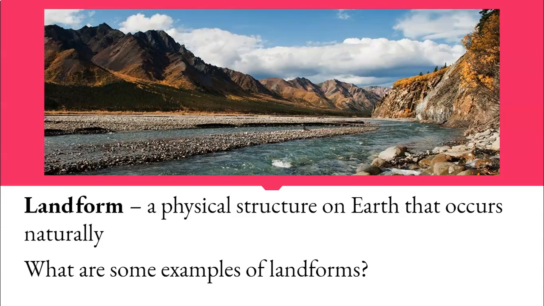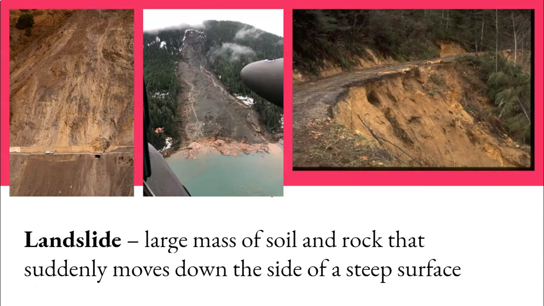Landform: a physical structure on earth that occurs naturally. What are some examples of landforms? So guys, we talked about landforms in social studies. I want you to think of some landforms that we have studied before or talked about, maybe some that you have seen or know about. Landslide: a large mass of soil and rock that suddenly moves down the side of a steep surface. Okay, so we don't really technically get landslides here, but they do happen a lot where there are mountains or cliffs.